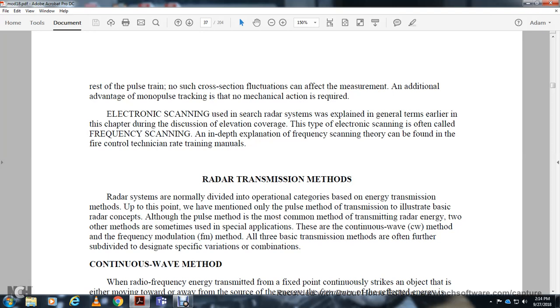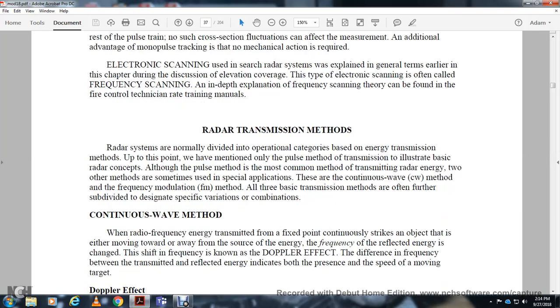Based on the transmission method we have used up to this point, I mentioned the pulse method of transmission, which illustrates the basic radar concepts. The pulse method is the most common method of transmitting radar energy. Two other methods are sometimes used in special applications: the continuous wave method and the frequency modulation method. All three basic transmission methods are often further subdivided and designated with specific variations and combinations.